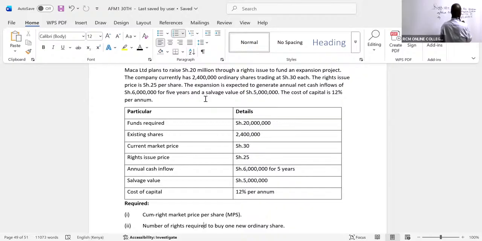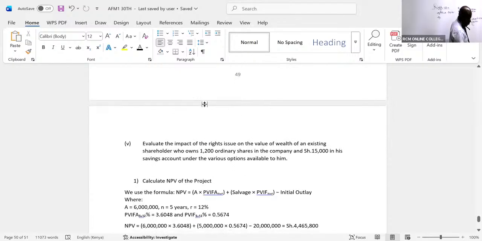Annual cash inflow. We have 6 million for 5 years. Annual cash inflow, 6 million for 5 years. We have a salvage value of 5 million. Then we have a cost of capital of 12%. So let me know once you guys are able to copy that.